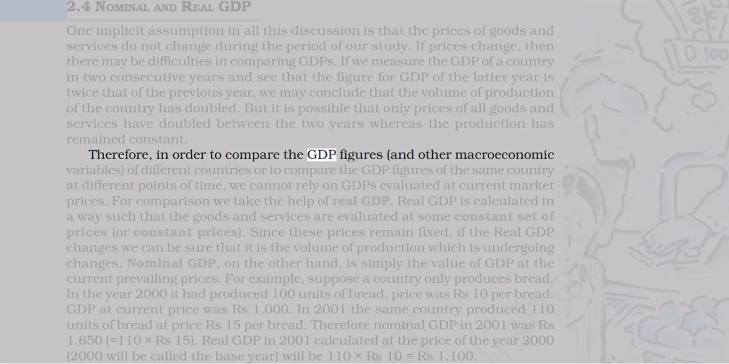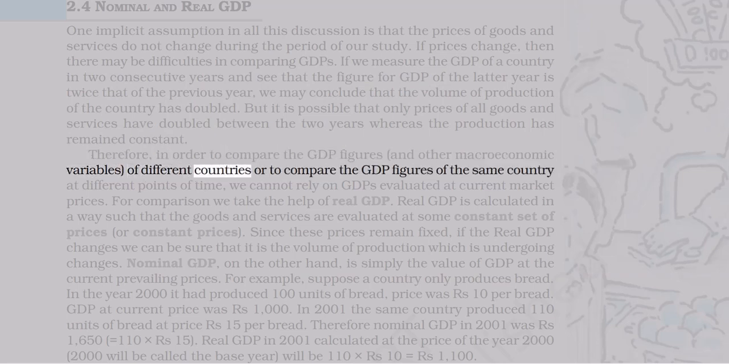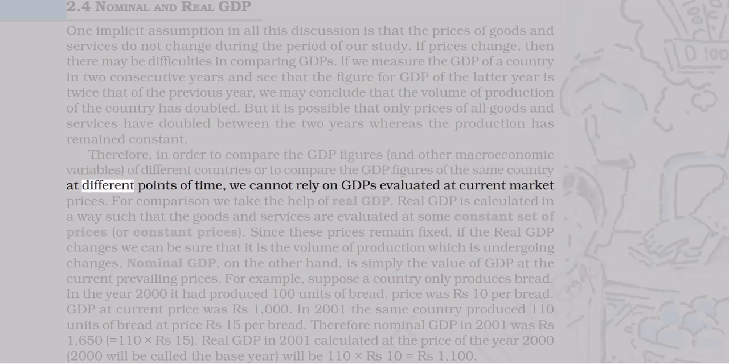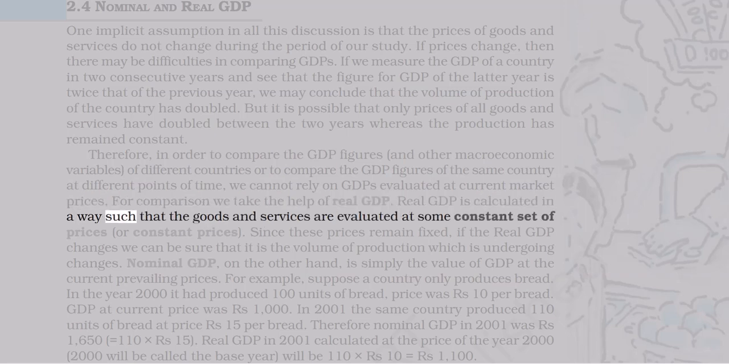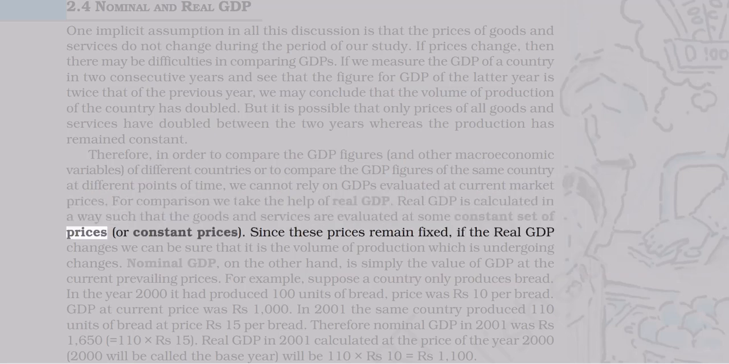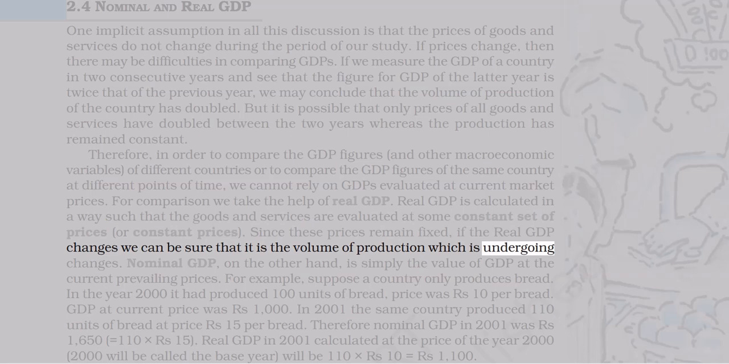Therefore, in order to compare the GDP figures and other macroeconomic variables of different countries, or to compare the GDP figures of the same country at different points of time, we cannot rely on GDPs evaluated at current market prices. For comparison, we take the help of real GDP. Real GDP is calculated in a way such that the goods and services are evaluated at some constant set of prices, or constant prices. Since these prices remain fixed, if the real GDP changes, we can be sure that it is the volume of production which is undergoing changes.